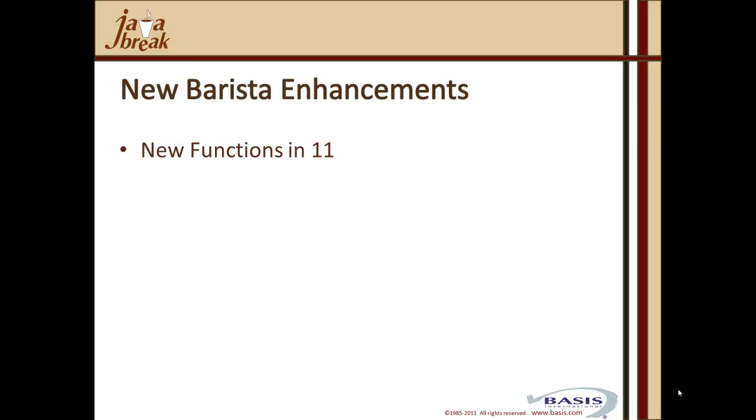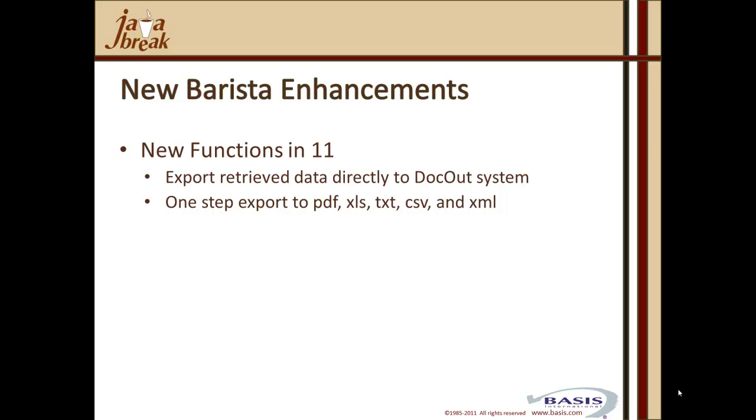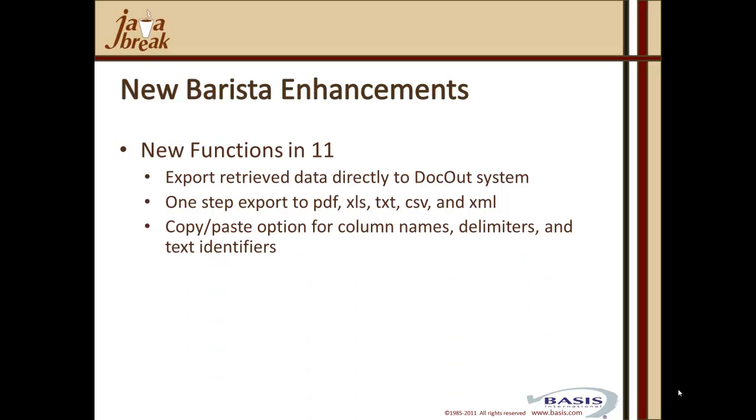Firstly, there are some new functions in BBJ 11 and Barista 11. We're able to export retrieved data directly to the Docout system without having to go through an interim step. There's one-step export to PDF, XLS, text, CSV, and XML document types. You can copy and paste information from a screen inquiry and select option names, delimiters, and text identifiers.